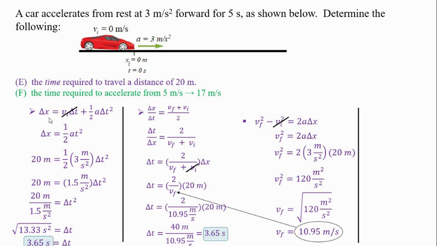Okay. All right, part F. Part F is super whack. It has to find the time required to accelerate from 5 meters per second to 17 meters per second. It gives you vi, it gives you vf. We know a, so the only thing that's missing is t.